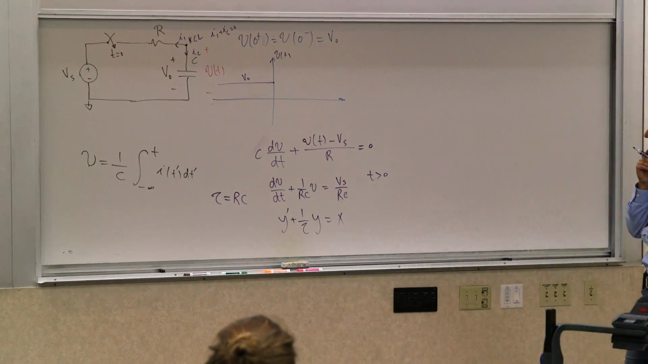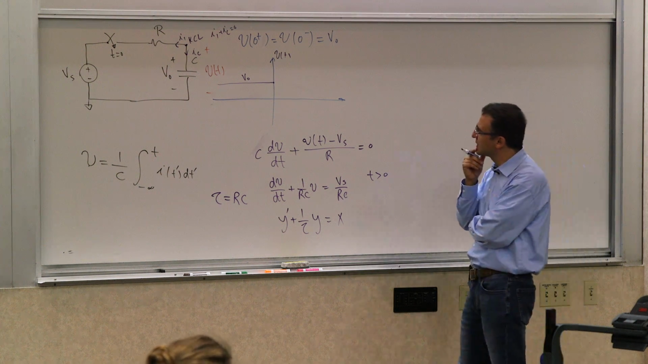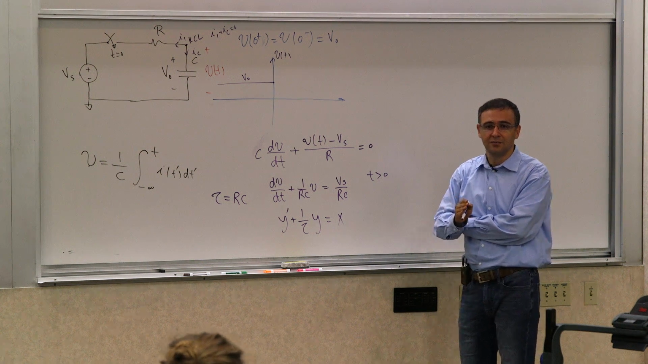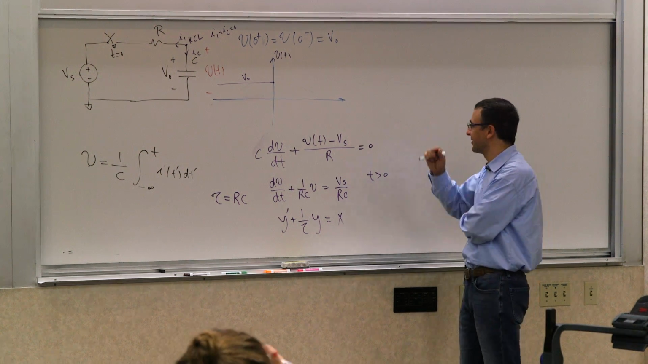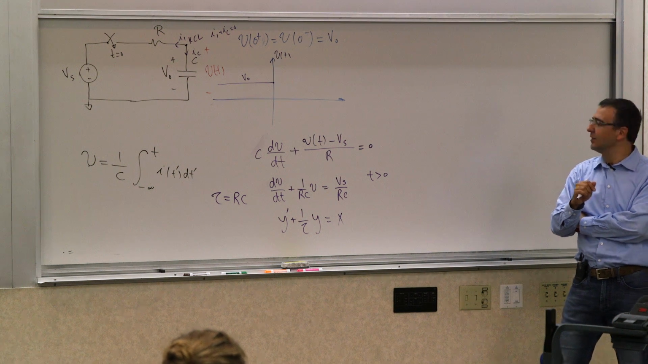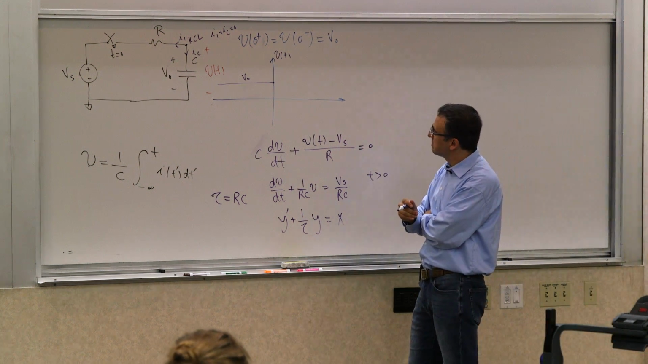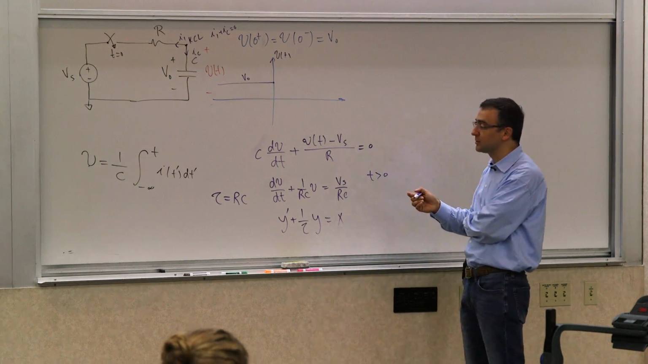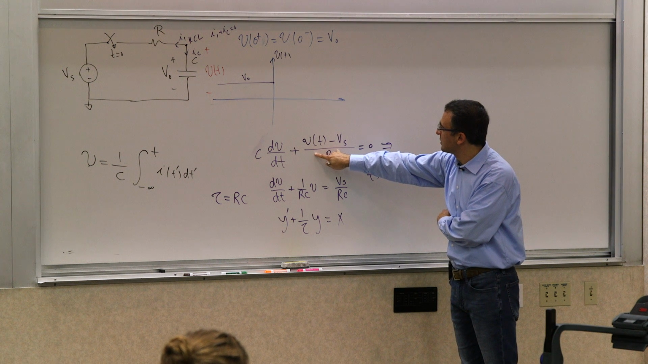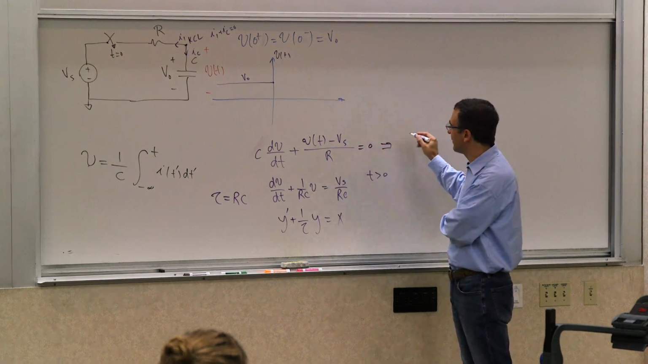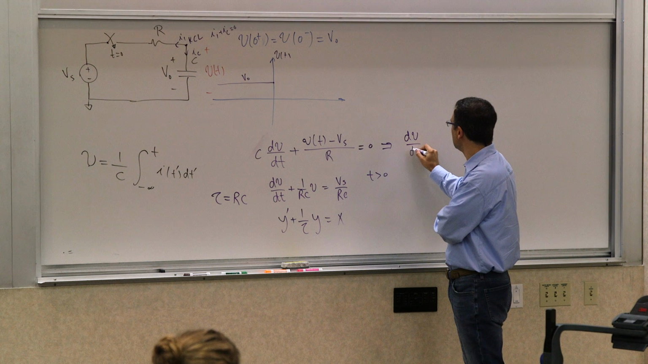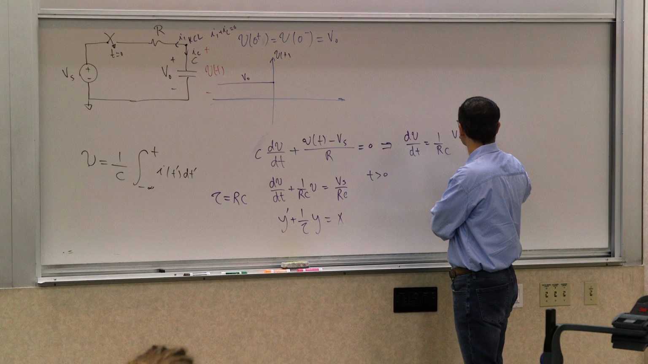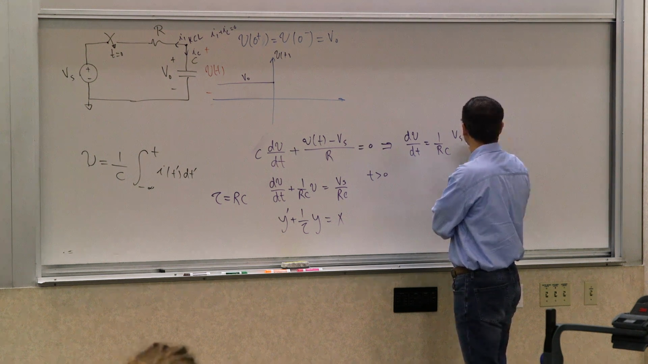Now, how do we solve this differential equation? Well, there are different ways to solve it. One way, in this case, is separation of variables. I can move this whole thing to the other side, after I've divided by R, so I get dV/dt equals 1 over RC times Vs minus V of t.